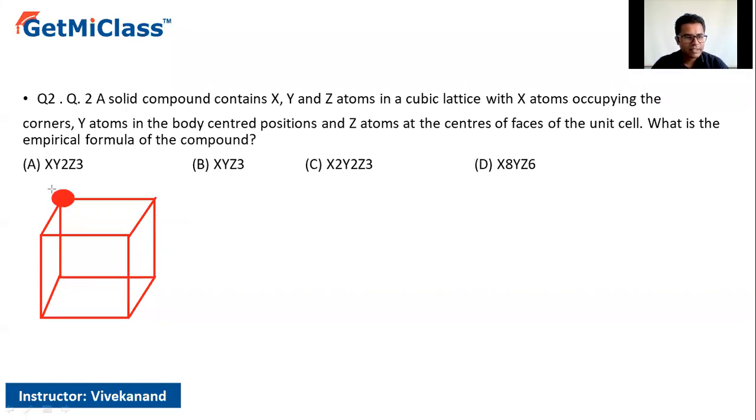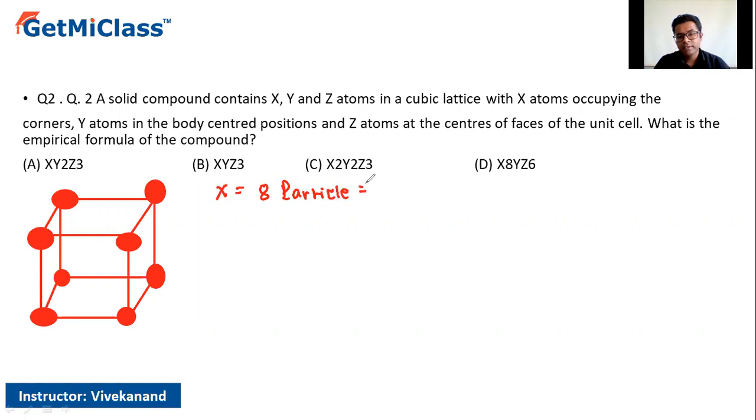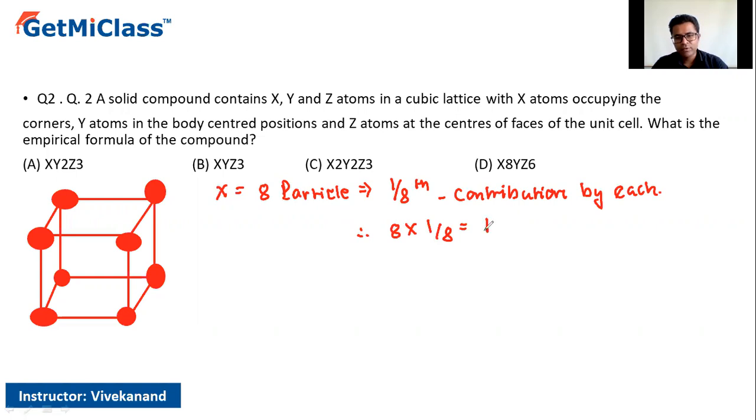X. Atom X is going to occupy all the corner positions. So it has occupied all the corner positions, right? So for X, there are 8 particles. Now all the 8 particles are going to contribute 1/8 part each. Therefore, we would say that 8 into 1/8 is going to be 1. So I can say that X is 1.